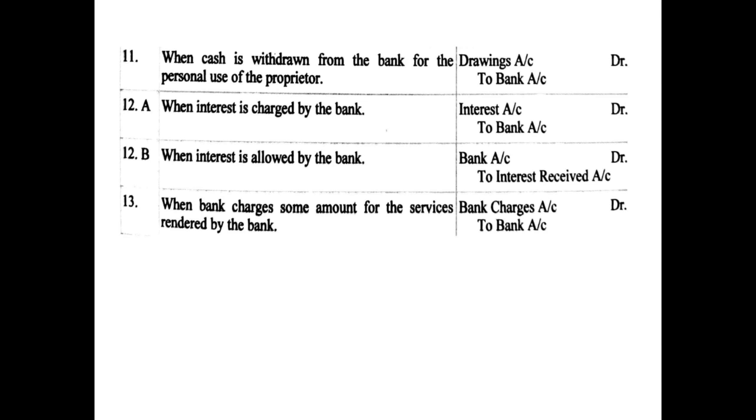So therefore we will credit interest received account, and this interest amount will be added in the bank balance of the business. As a result, it will increase the bank balance, that means it will increase the asset, therefore bank account will be debited. So the entry for interest allowed by the bank will be bank account debited to interest received account.